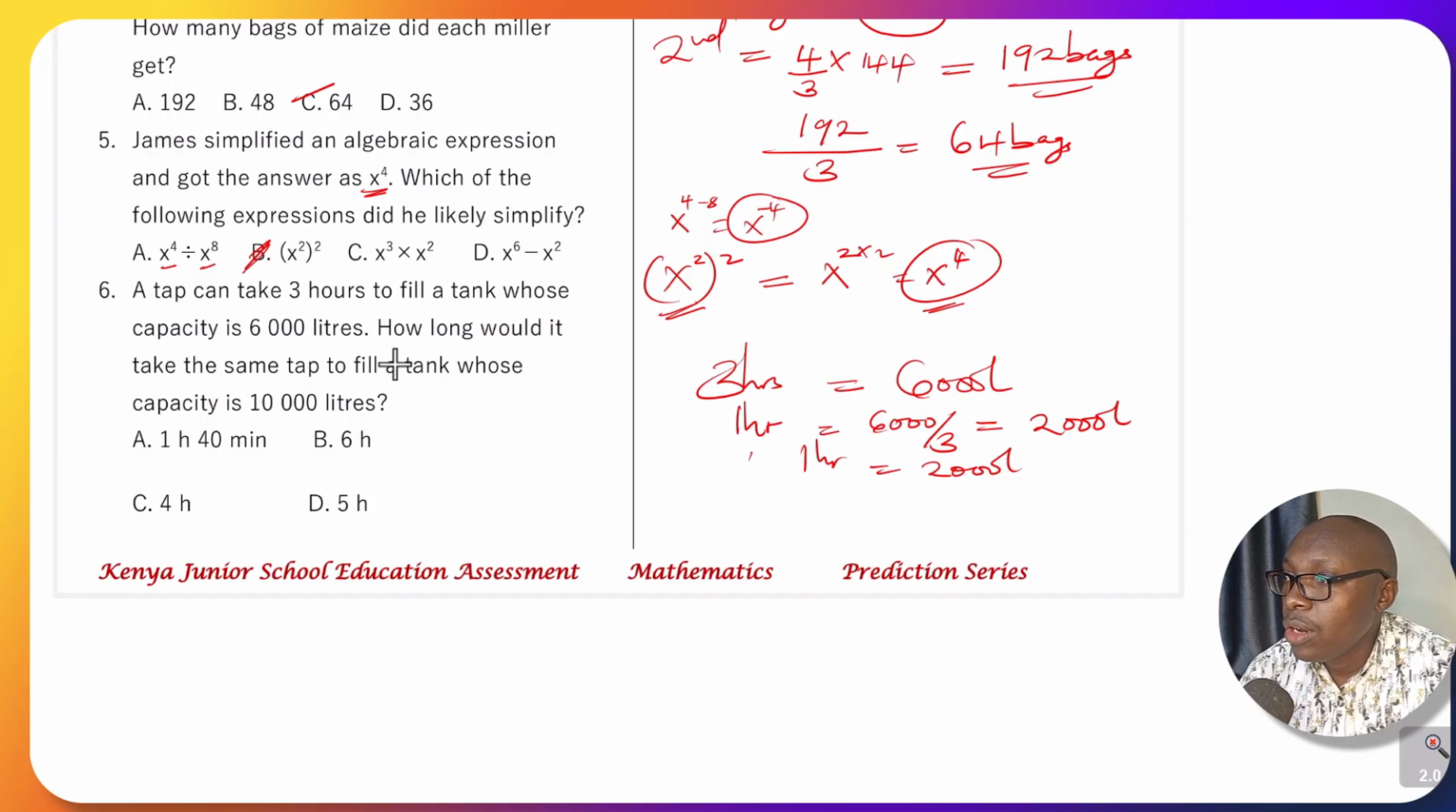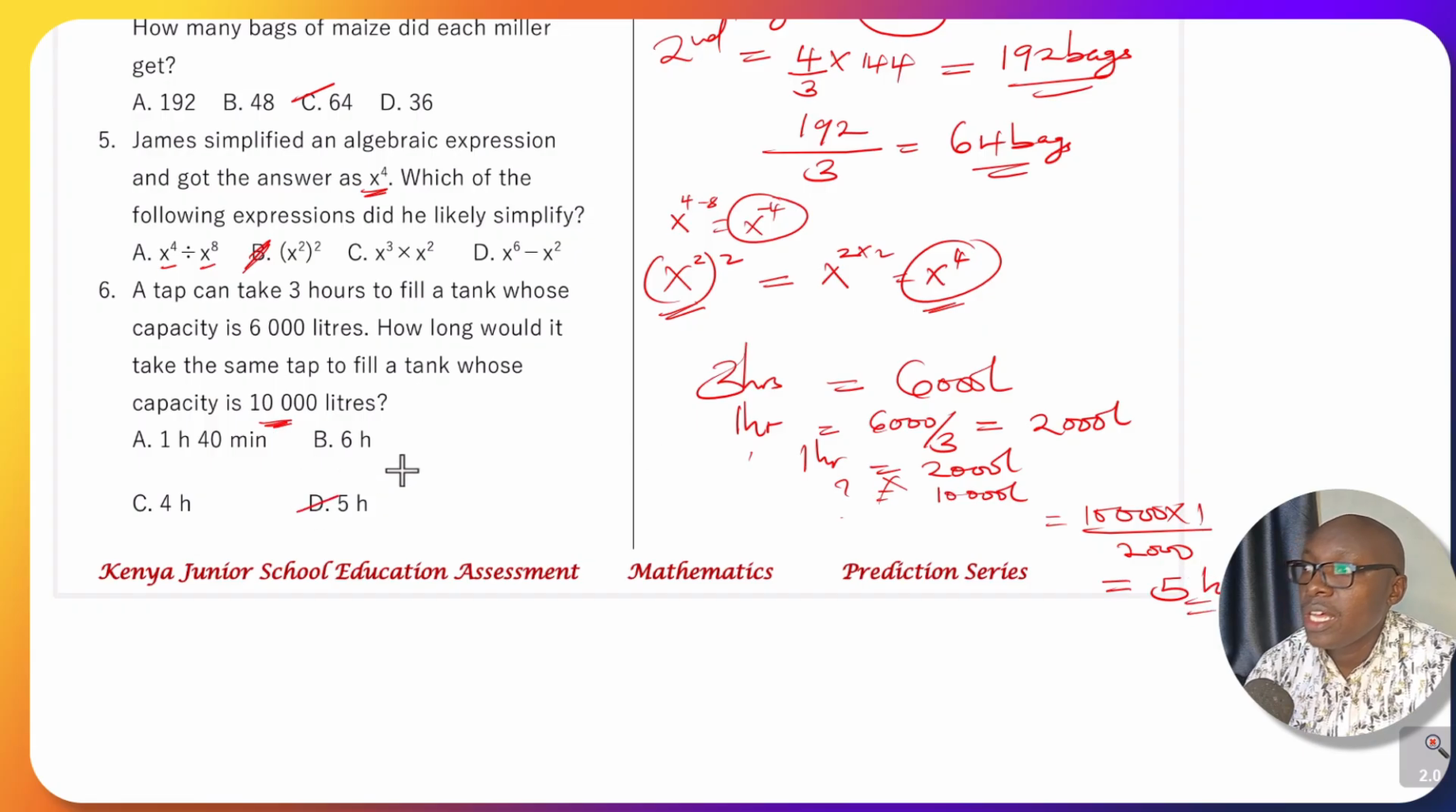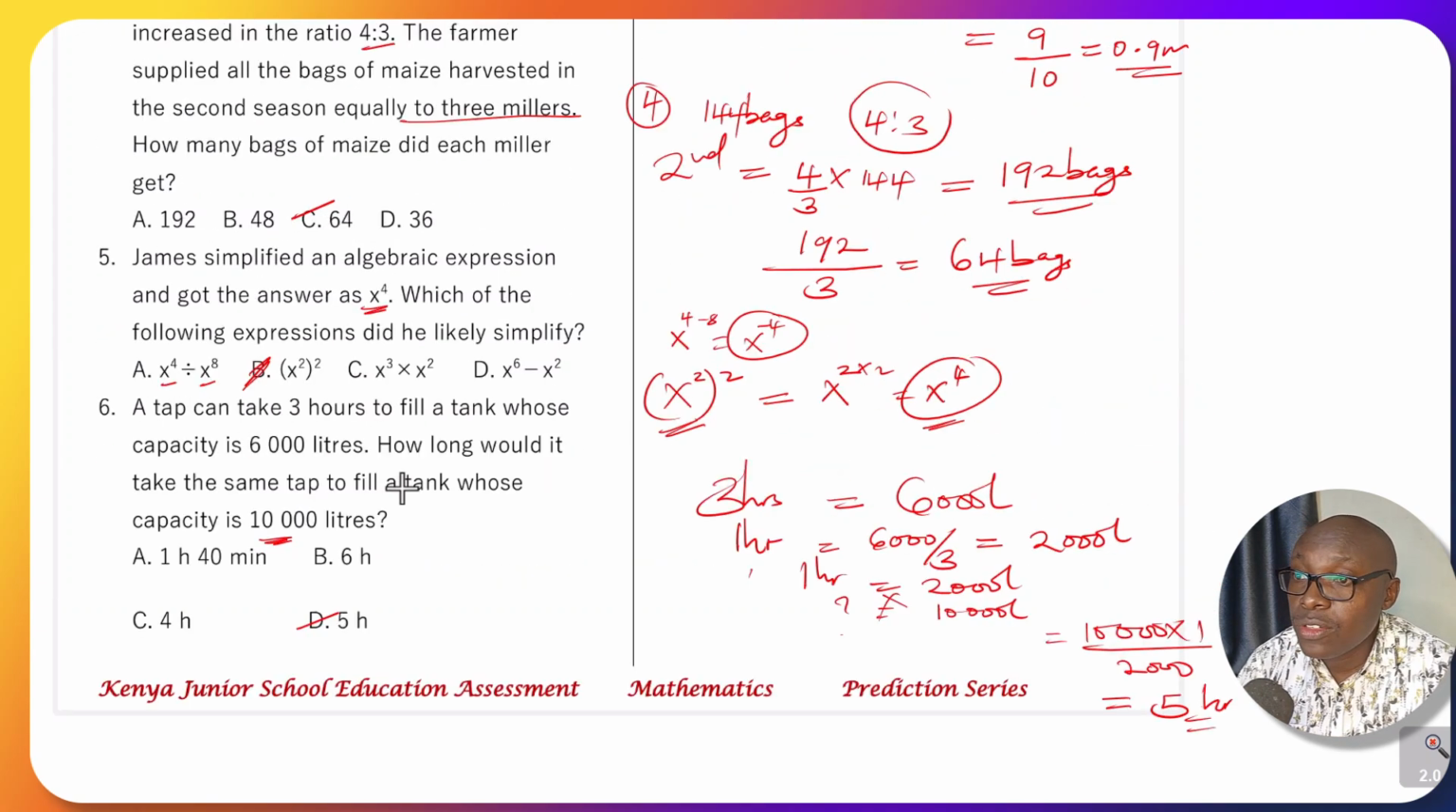Now, what about this 10,000 liters? How long will it take? If in 1 hour you can fill a 2,000 liter water tank, what about 10,000 liters? How long will this one take? You just need to cross multiply. Take 10,000 times 1, then divided by 2,000, and this will give 10,000 divided by 2,000. This will give 5 hours. So that is the time required to fill this tank of capacity 10,000 liters.